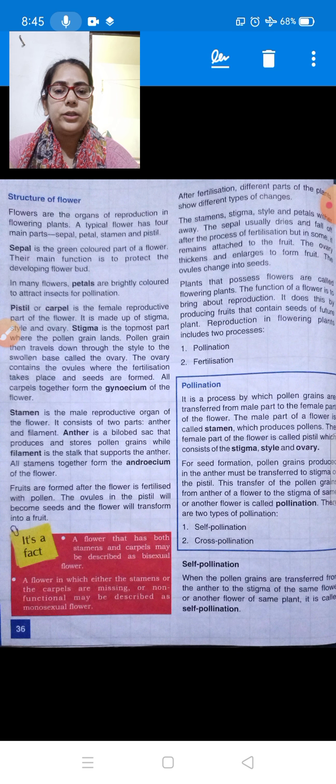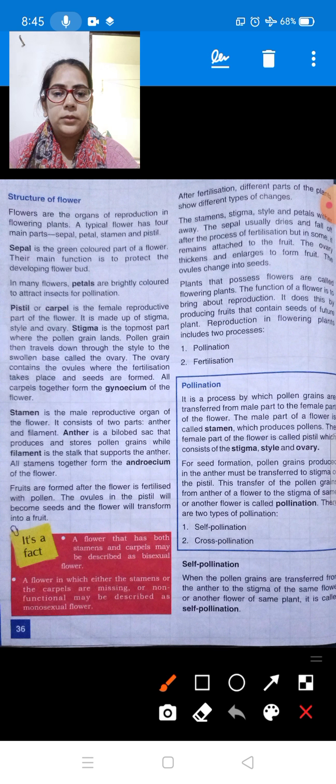And to carry out reproduction, two processes are very important. The first one is pollination and the second is fertilization. These two processes are very important for reproduction. So let's start with pollination. Students, what is pollination?